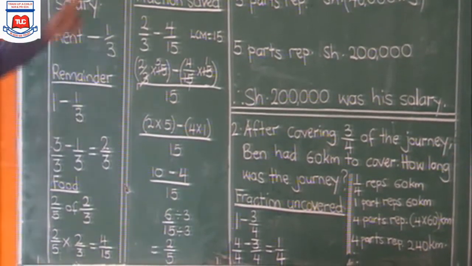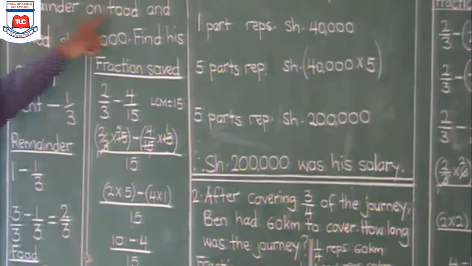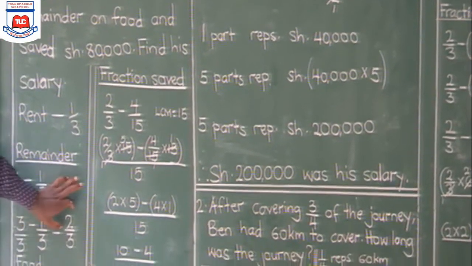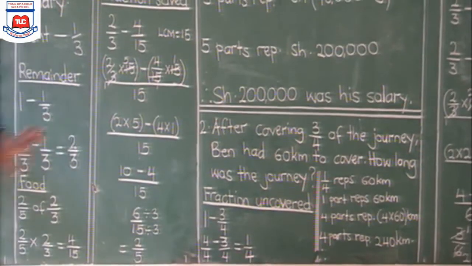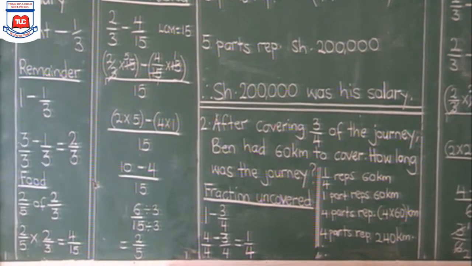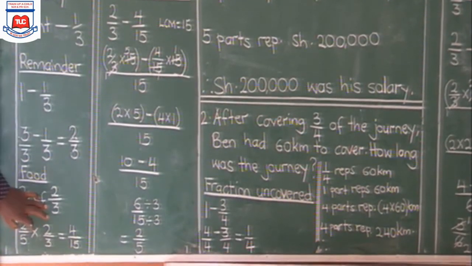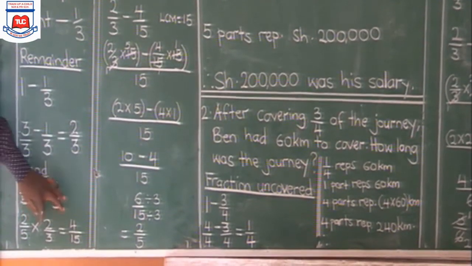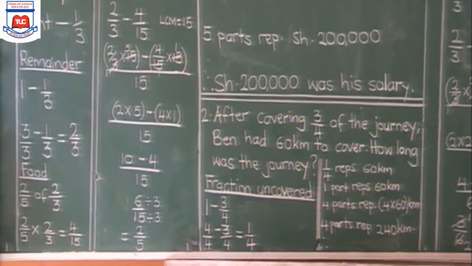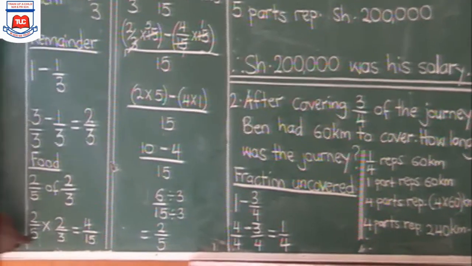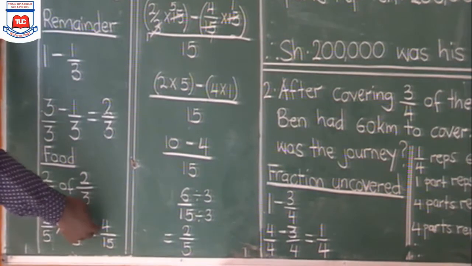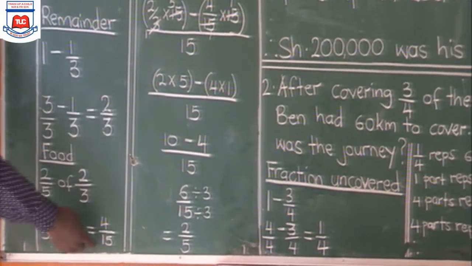So they say 2/5 of the remainder on food. Since the remainder is stated above as 2/3, you say food equals 2/5 of 2/3. This word "of" means times, a multiplication operation, so you multiply to replace the word of. That's 2/5 times 2/3. 2 times 2 is 4, 5 times 3 is 15.